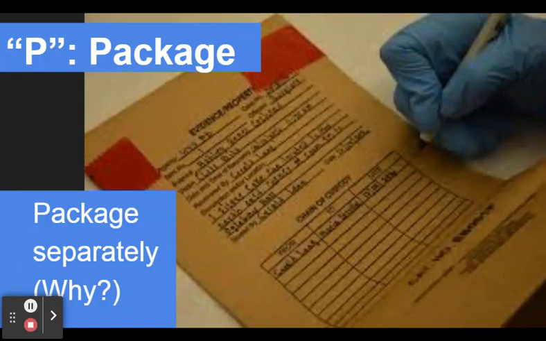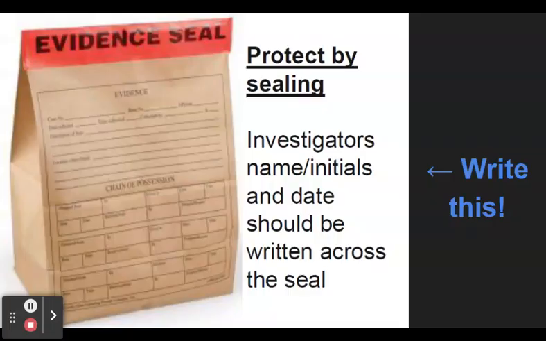So we are going to separately package everything at a crime scene. When we go to collect evidence in a crime scene in a couple of months, it's going to be really tedious work because it's going to be a lot of evidence. All right, so this evidence is protected by a seal. Investigator's name and initial should be on this across the seal.